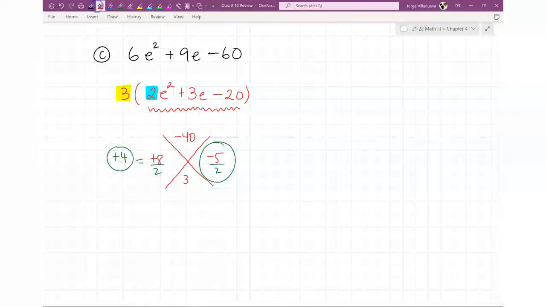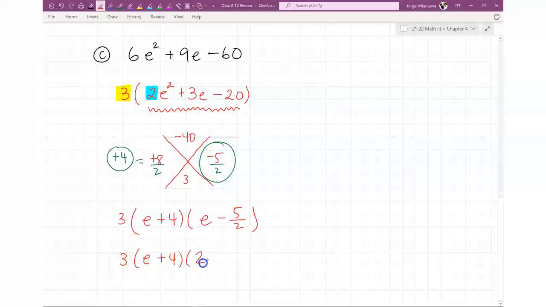So, let's write our answer. 3 times e plus 4, e minus 5 halves. And just like what we did last time, what do I do with that denominator of 2? Yeah, move it to the front, right? You go from the bottom up to the top. So 3 times e plus 4, 2e minus 5. And that's going to be your answer for this problem.